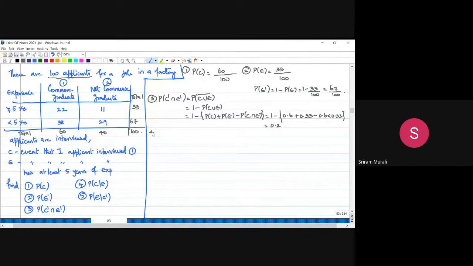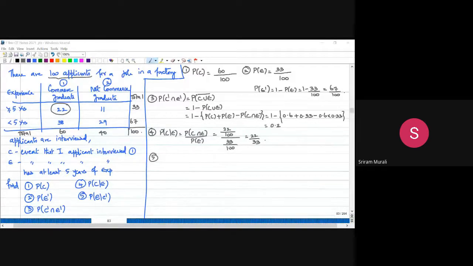What is subdivision 4? Probability of C given E is probability of C intersection E divided by P of E. What is C intersection E? A commerce person who is having 5 years of experience, both, is 22 divided by 100. Whole thing divided by 33 by 100, which is P of E. So the answer is 22 by 33.